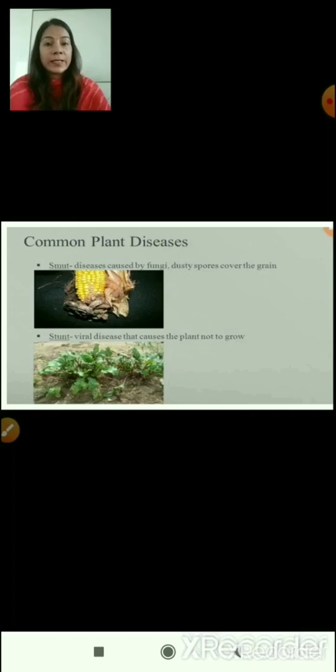Here is the example of smut, which can be easily seen in corn, and this is a disease caused by fungi, and in this dusty spores cover the grain. Again you can see another example of common plant disease, that is stunt. Again it is a viral disease. In this disease the plant does not grow normally and the height of the plant is retarded or stunted. That is why the name stunt is given to it.